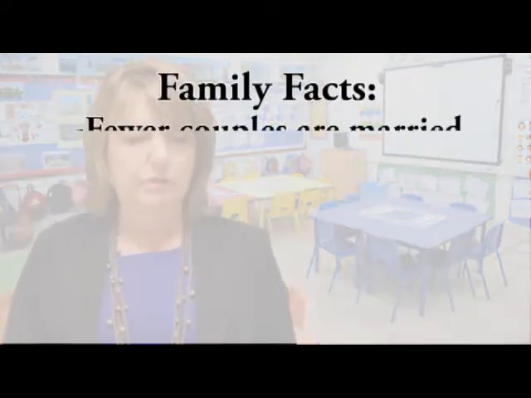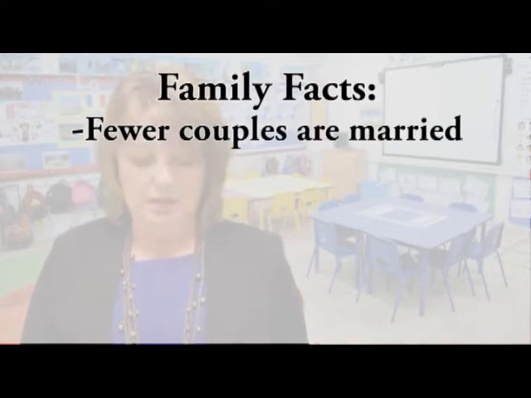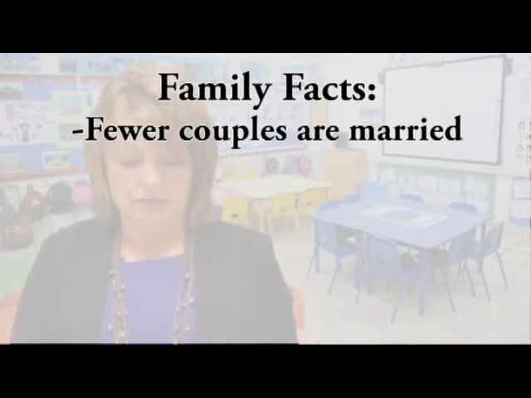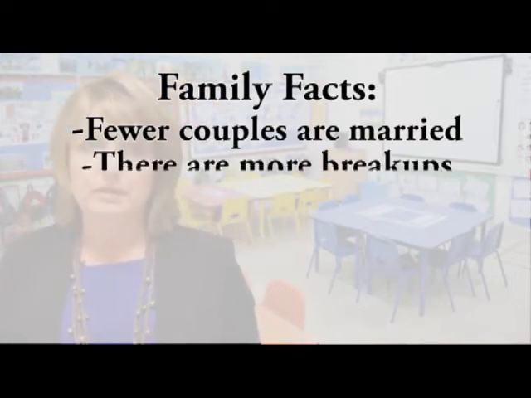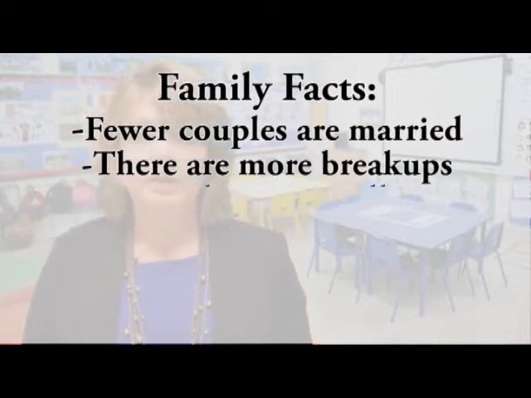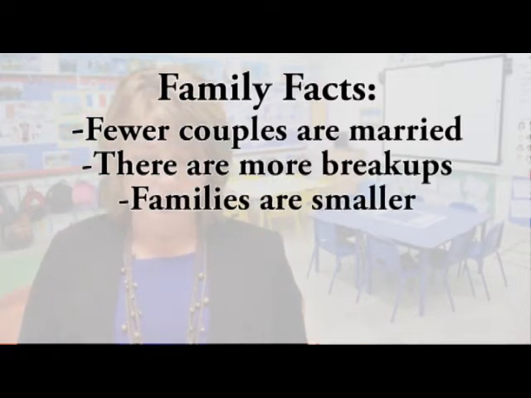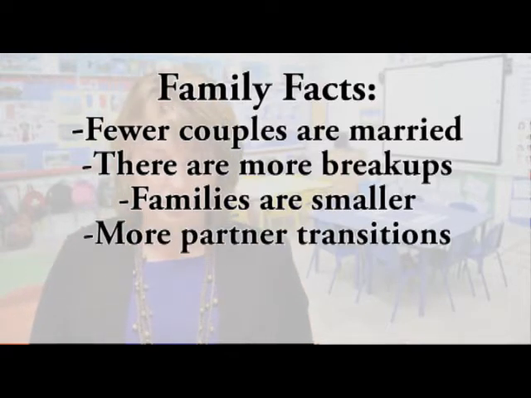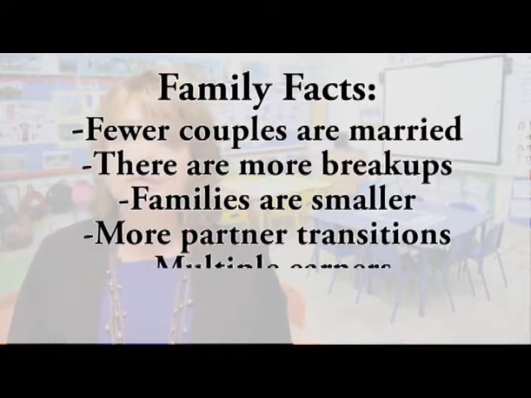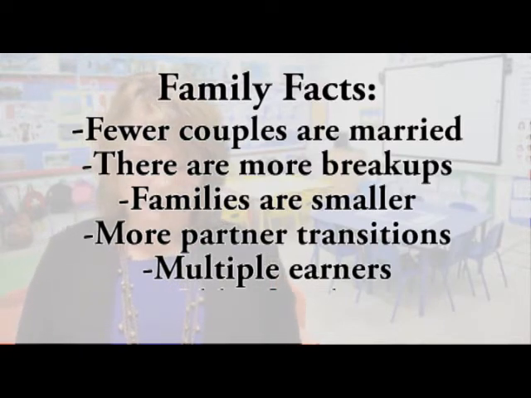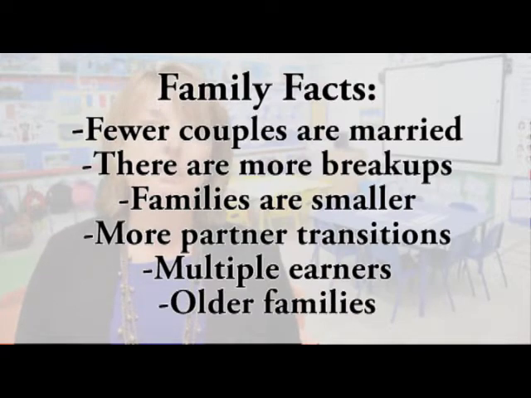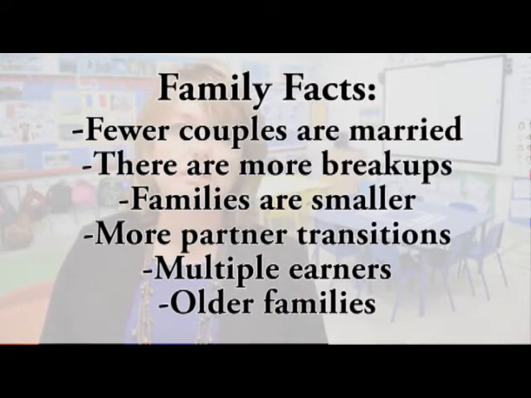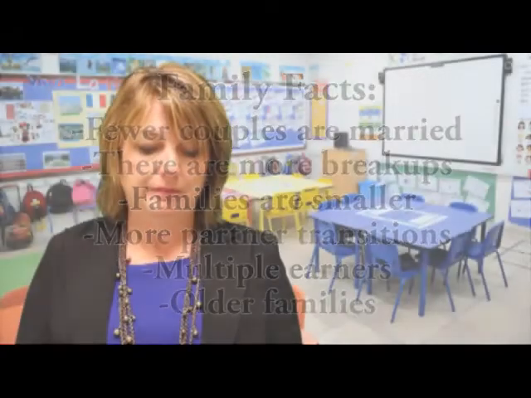Here are some facts about modern family trends. Fewer and fewer couples now are married, and fewer couples have children. There are more breakups in families with children. Families are now smaller. Children experience more transitions from their parents' partner changes. There are multiple earners in the home now. Women do most of the juggling, and more families are aging, with people waiting to have children until a lot longer in life.